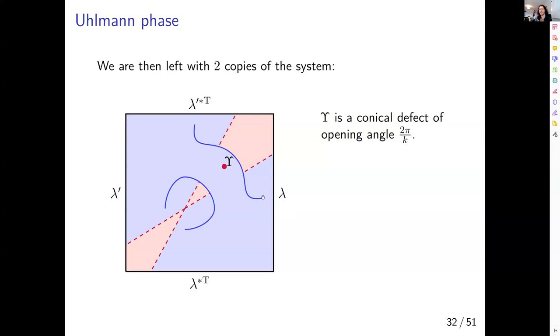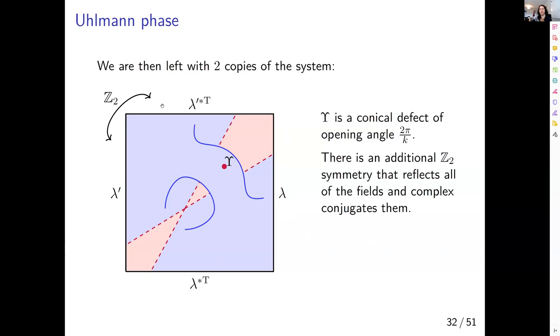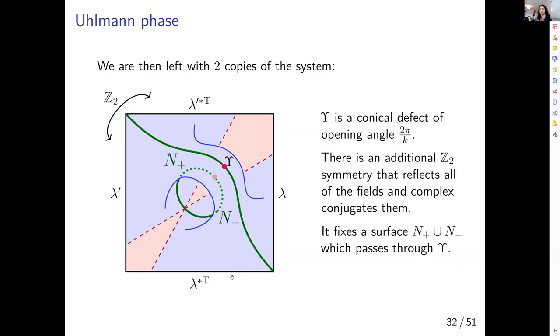Well, if you notice, there's actually an additional symmetry on this manifold, which will reflect all of the fields and complex conjugate them in this way. So this lambda prime gets sent to this lambda prime, this lambda gets sent to this lambda, and then we take a complex conjugate. And we want to now do an additional quotient by this symmetry so that we get just 1 copy left over. So this symmetry actually will fix a codimension 1 surface, which I'll label n plus union n minus. And the codimension 1 surface passes through epsilon. So the reason I've decomposed this into n plus and n minus will become clearer. Basically, n plus is the part of this surface which is closest to lambda prime, and n minus is the part closest to lambda.